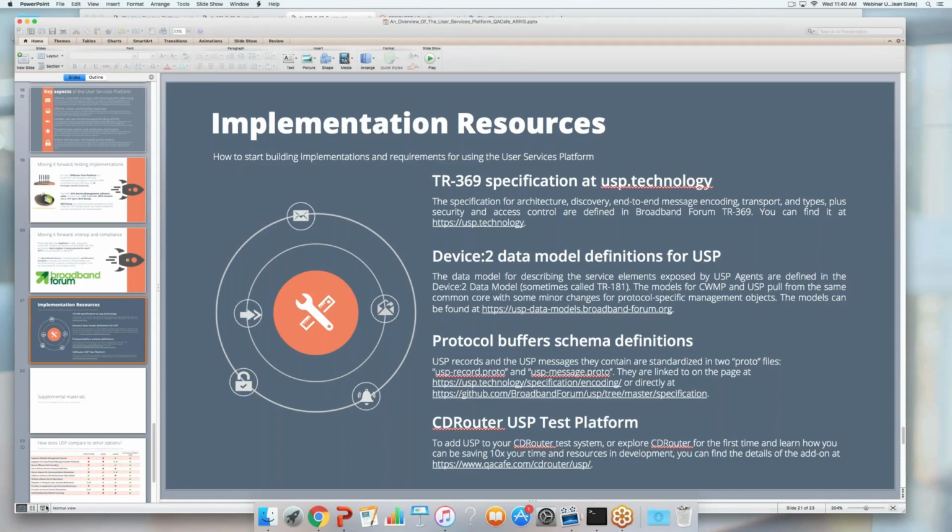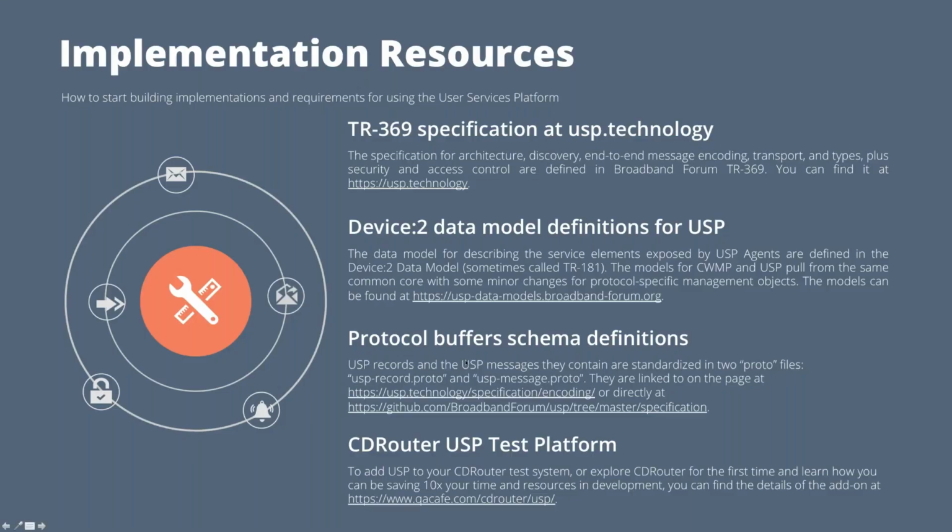The other thing to look at is the protocol buffers schema definitions. So you can find those in the spec if you go to the page about encoding, but you can also find them directly on GitHub at this link right here. So the protocol buffers are basically schemas, so that allows both endpoints to understand and communicate with each other with a very small amount of overhead and some really easy coding steps.